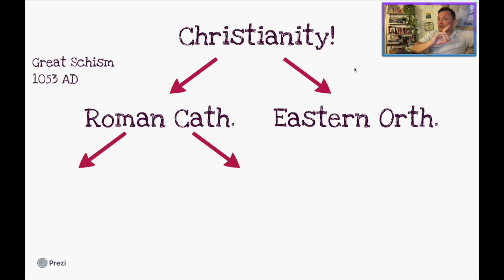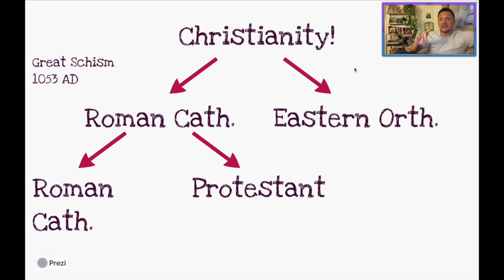Now, what's going to end up happening, though, in 1517 AD, actually starting on Halloween Day in 1517, is that church right there, the Roman Catholic one, is going to have some people split off of it again, right? And what's going to happen is you're going to end up with a big new chunk of branches inside of the Western European church.